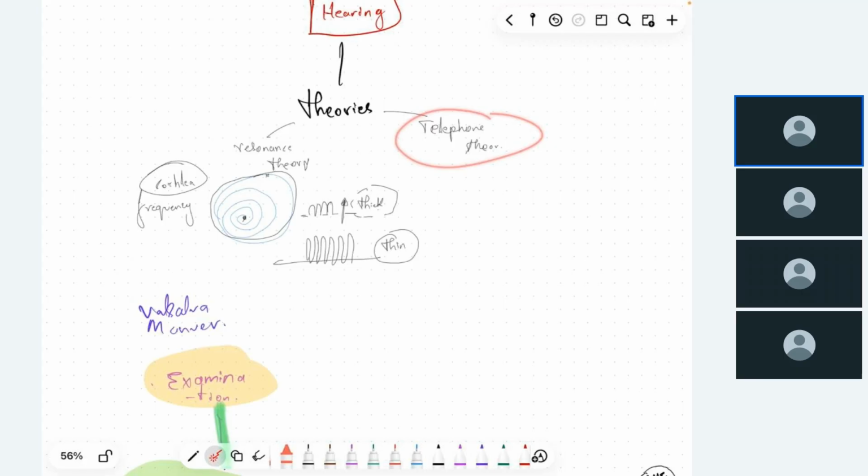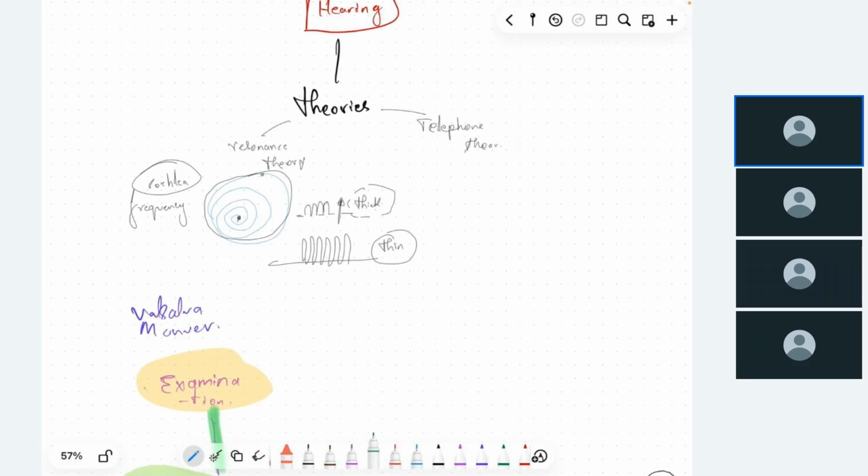In telephone theory, or Rutherford's theory, the cochlea simply collects the sound and converts it into electrical signals that are transmitted through the auditory nerve to the brain, where the sounds are analyzed. That is the theory of central analysis. This is linked to the model of a telephone, which receives the sound or speech and converts it into electric signals which pass through the wires. Okay. We saw two theories, the resonance theory and telephone theory.